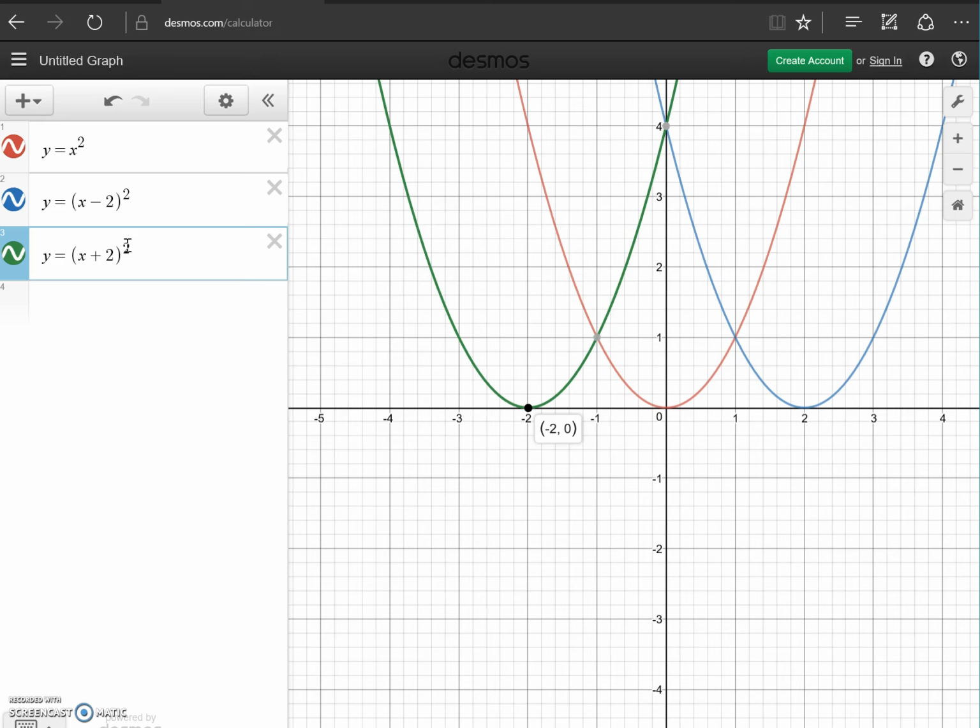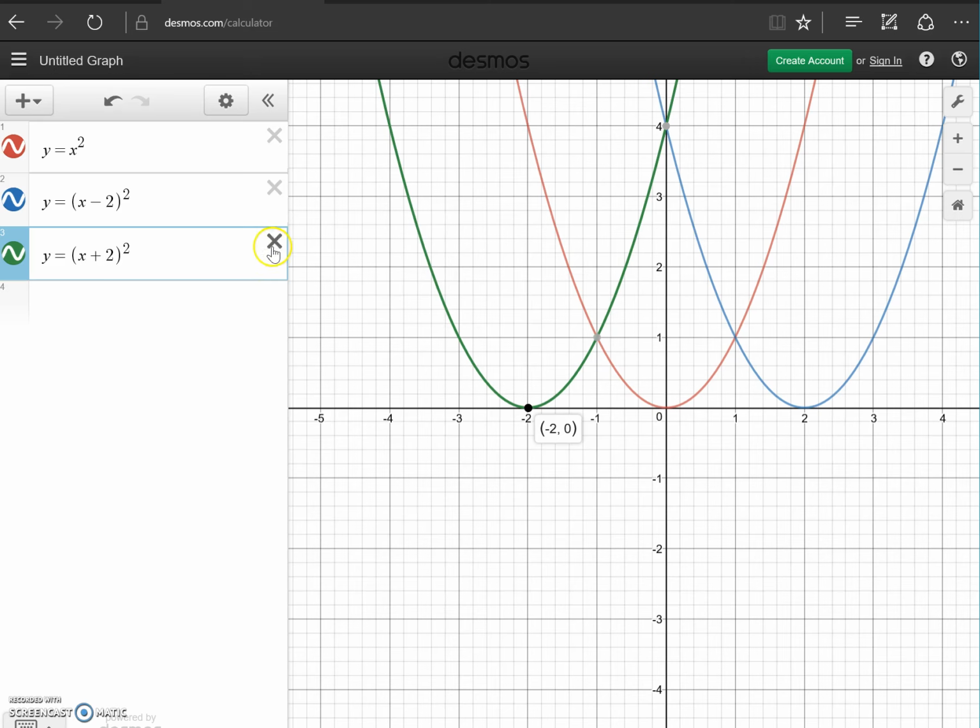So what can we conjecture? Or what can you come up with? Well, hopefully you're thinking that whatever this number is on the inside of the parentheses, we're going to shift either left or right. Now, if the number inside the parentheses is a negative, then we're going to shift to the right. If the number inside the parentheses is a positive, then we're shifting to the left.